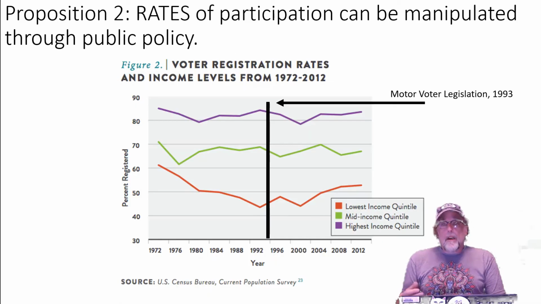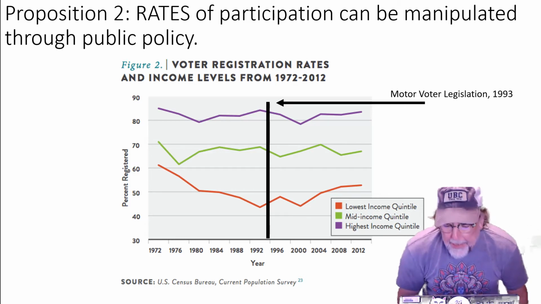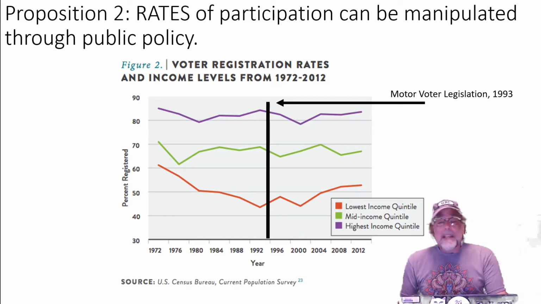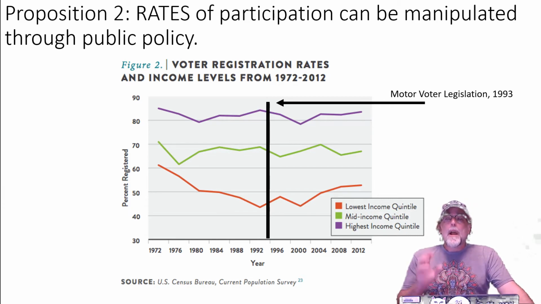So we can also put into place policies that will make it less costly to participate in elections. We did this back in the 1990s through a piece of legislation called the Motor Voter Bill, passed through Congress, House and Senate, signed by President Clinton. And what it said, in essence, was people should have the opportunity to register to vote when they are having an interaction with government, either at the state or the federal level.